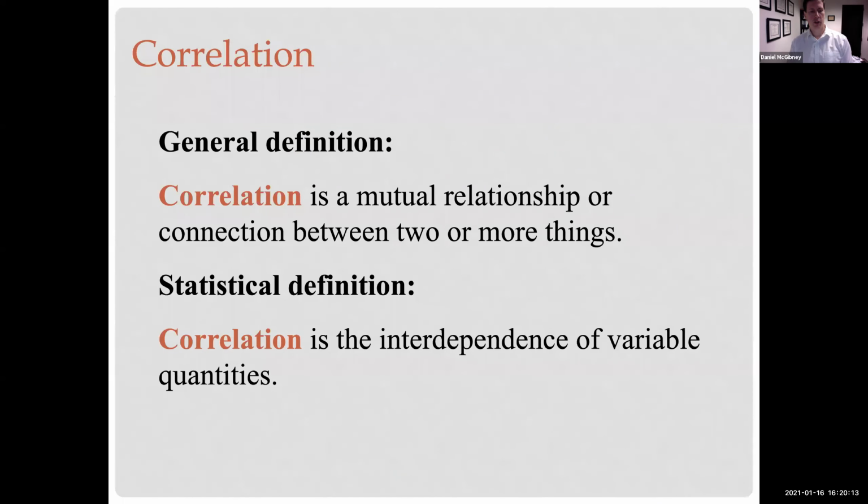For a general definition of correlation, correlation is a mutual relationship or connection between two or more things, whereas the statistical definition of correlation is the interdependence of variable quantities.